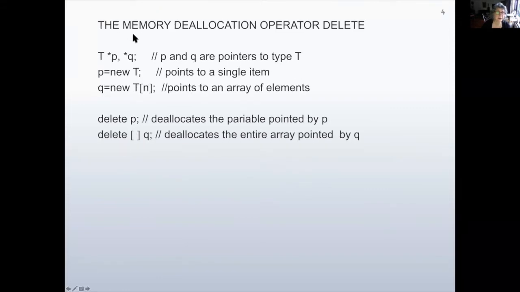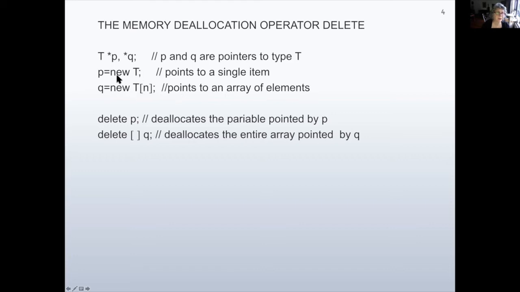In this part, we are going to consider the memory deallocation operator delete. P and Q are 2 pointers of type T. By this new operation on T, the address of a single item is loaded to pointer P. So P points to a single item. In this line, we have a new operation to allocate memory for an array. The array is of type T and memory is reserved for n items and the beginning address is loaded to Q. So Q points to an array of elements.